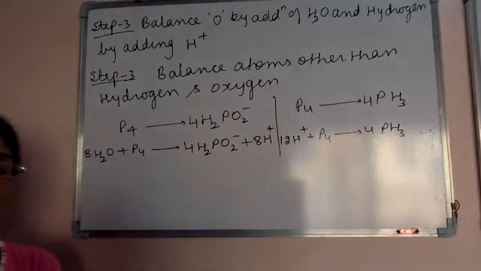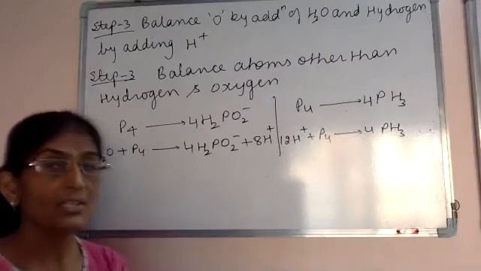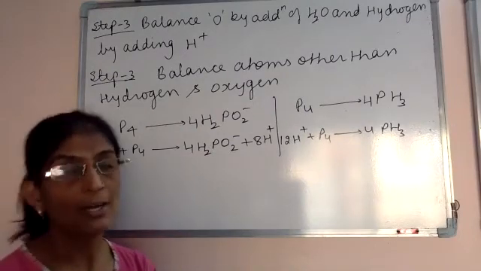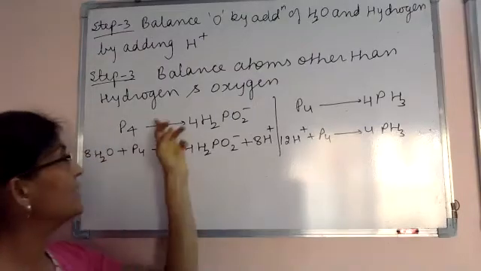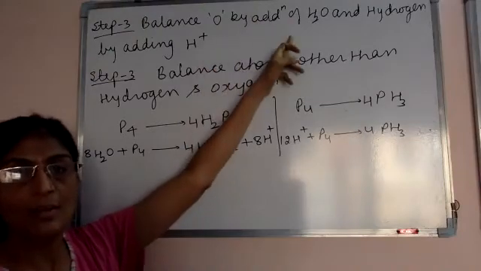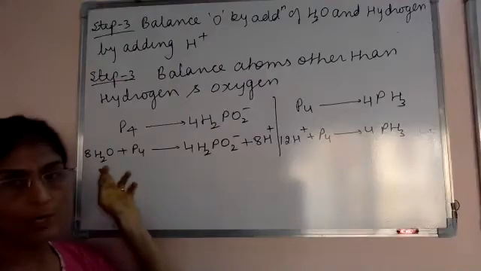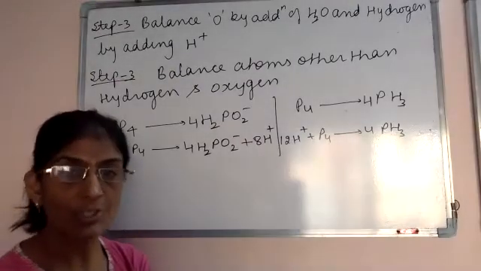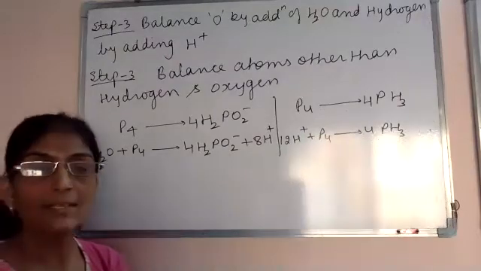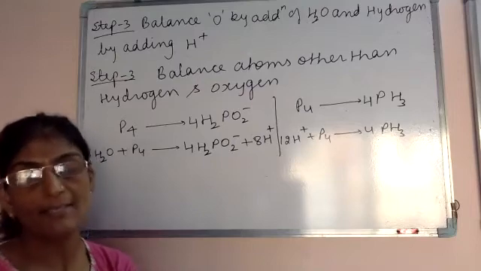What we had done after dividing the oxidation reduction reaction: first we balance atoms other than hydrogen and oxygen. So phosphorus we balanced here. Then to balance oxygen, water molecule is added wherever necessary. So here we added water molecules. Then to balance hydrogen, we have to add H plus. So in both the equations, hydrogen, oxygen and phosphorus are balanced.